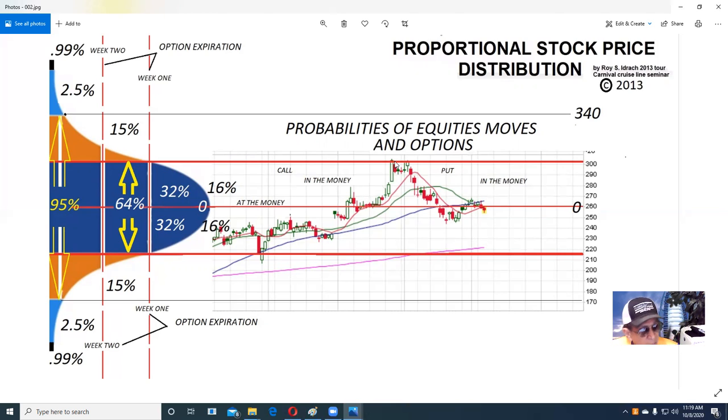So with that in mind, I want to thank you for your time. This is a short video about how you do the probabilities of equities moves and options. So on the next chart and next video, we'll be able to study how this price and this percentage of movement of 32% actually is within what they put in on the option, and for you to determine how the price will behave in the next few weeks ahead of time.